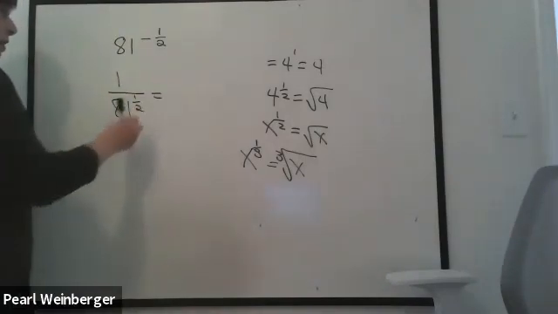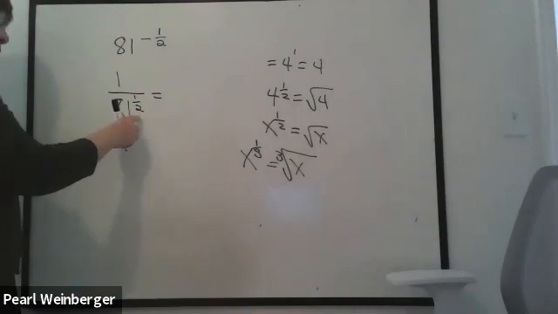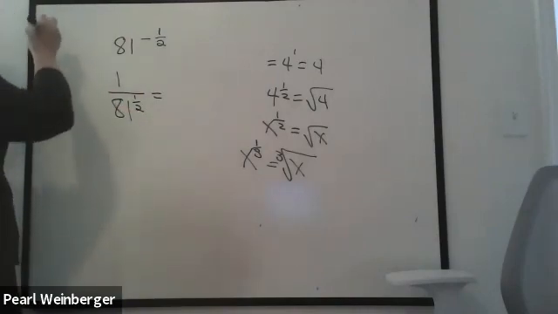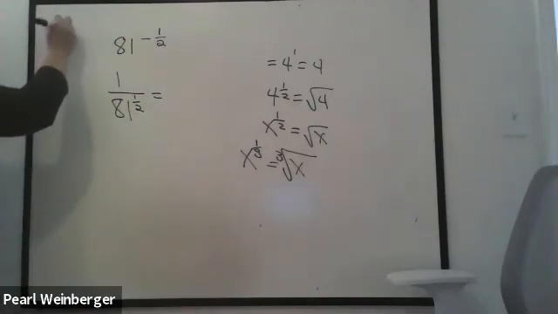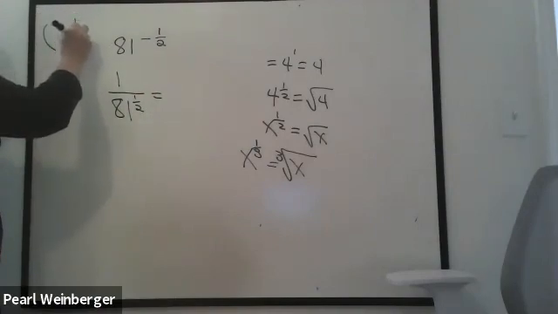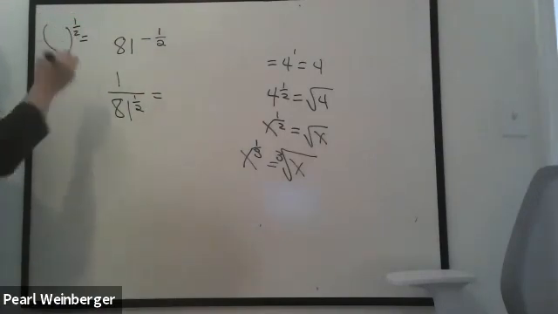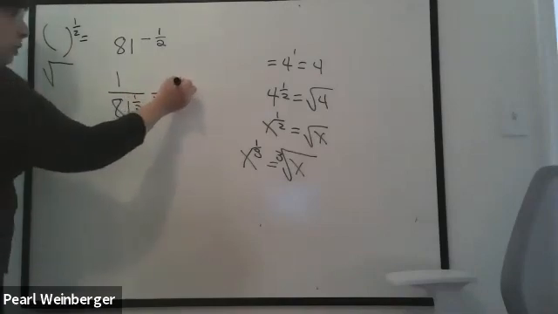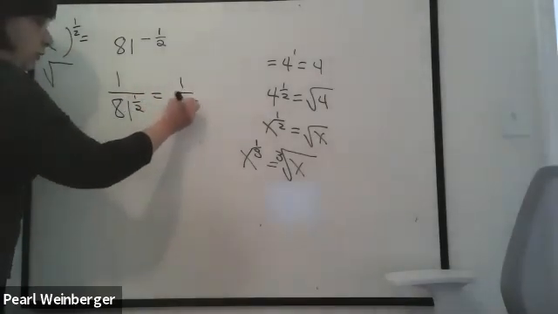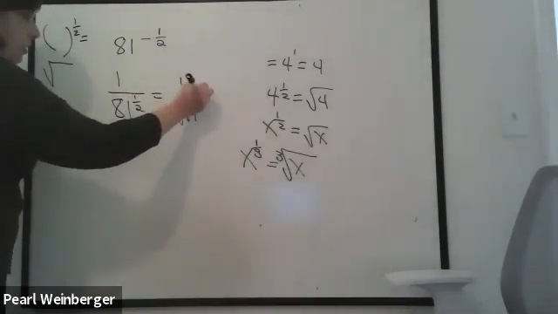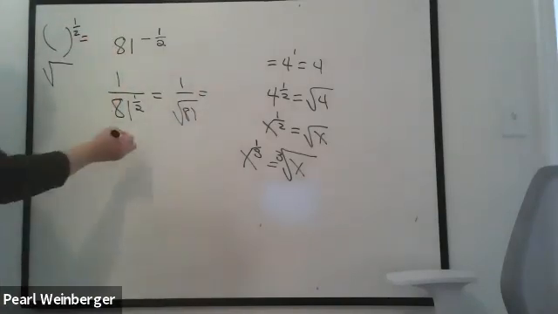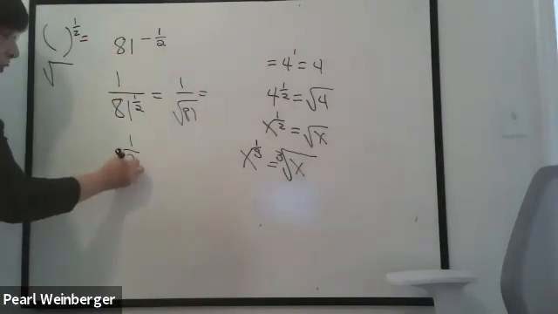And then I think, what does the 1/2 exponent mean? Oh, I just said the 1/2 exponent is the same as the square root. This is the same as saying 1 over the square root of 81. And we know what the square root of 81 is, that's 9. So my final answer becomes 1/9.